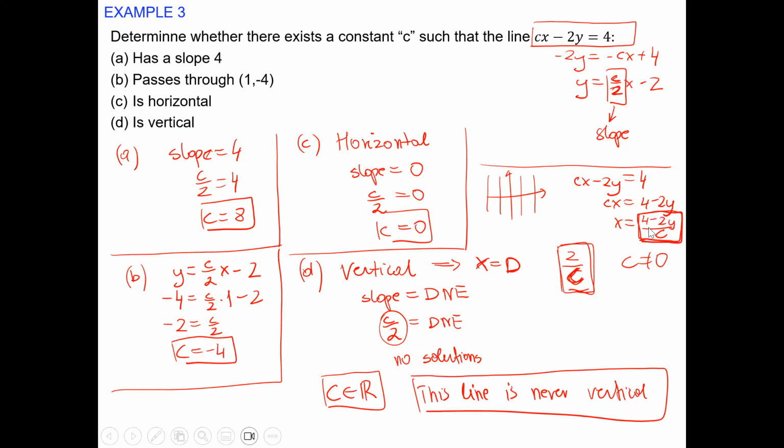If c is 0, it's horizontal. We know that it's horizontal. This expression is defined for all numbers, but not for 0, because we are actually dividing by c. Then, if c is definitely not 0, that means we have reserved 0.